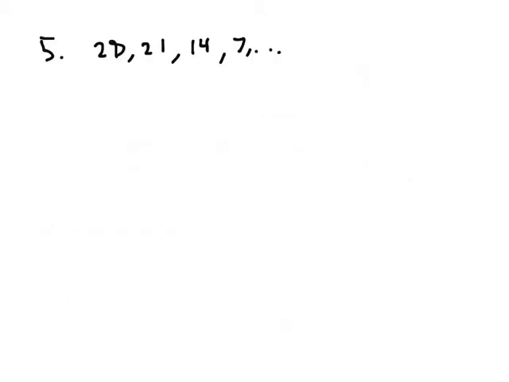For number 5, we need to write an equation for the nth term of the arithmetic sequence and graph the first 5 terms of the sequence. So to start off with, we need to recognize the common difference. And this is just the same as number 1. We know d is negative 7.